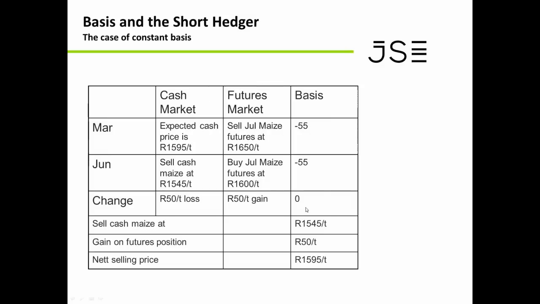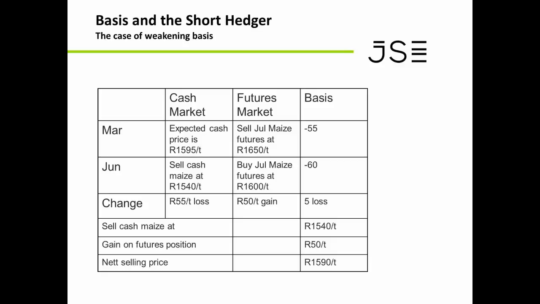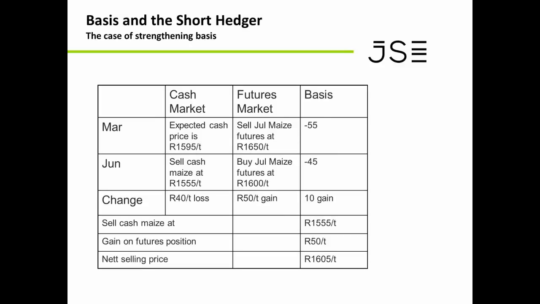Right. Now let's move to the third scenario where the basis is strengthening. And again, here we are taking a case where it's strengthening by 10 rand, basically moving from 55 to 45 down. And again, we are leaving the scenario exactly as it is, with the futures market prices, where in March it was 1650, by June it was 1600. And then, of course, that allows us, by using the 45 here, to determine what the cash market price would be come June.